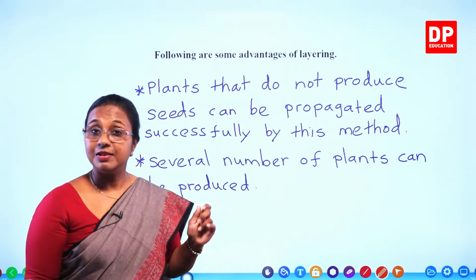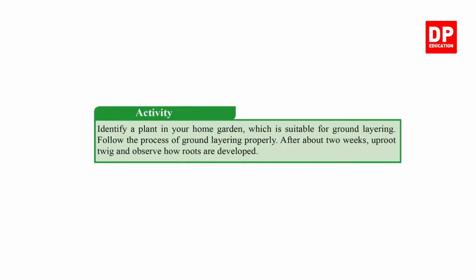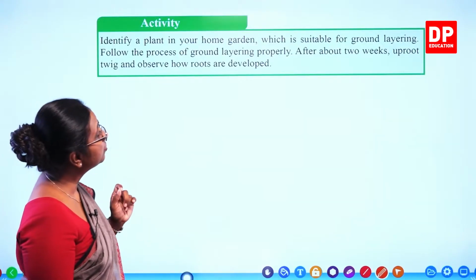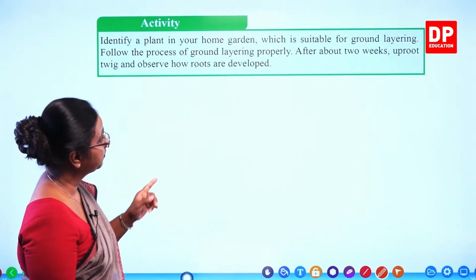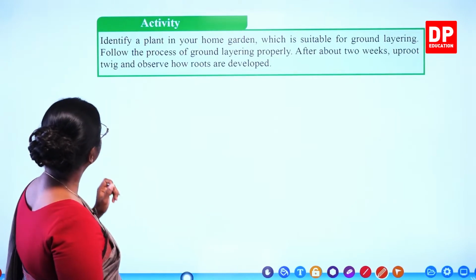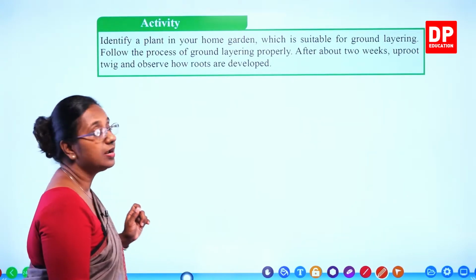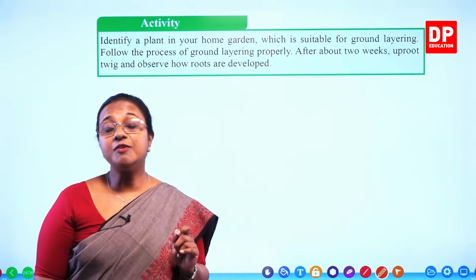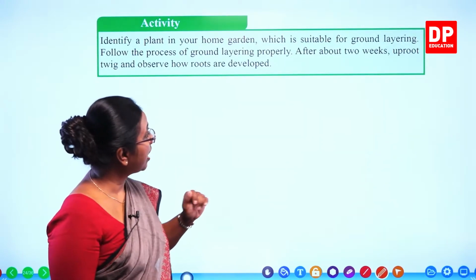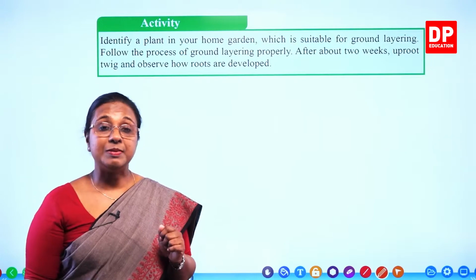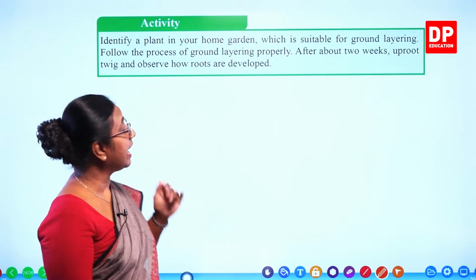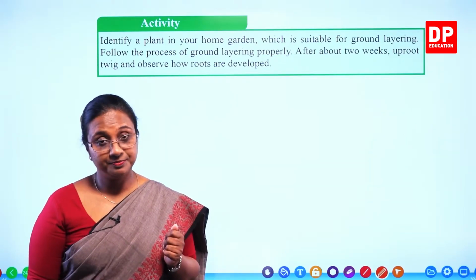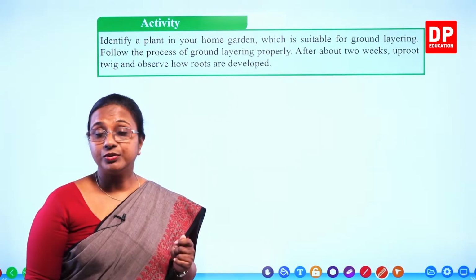With that students, I will move on to the next slide. Activity: identify a plant in your home garden which is suitable for ground layering. Follow the process of ground layering properly. After about 2 weeks, uproot the twig and observe how roots are developed. So you all know the method of ground layering. From your home garden, you have to select a suitable plant and carry out the layering process. So that is again an activity that you all have to do, students. With that, I will move on to the next slide.